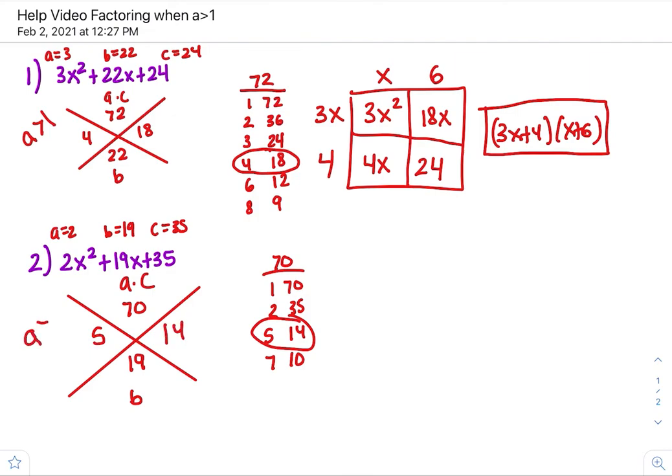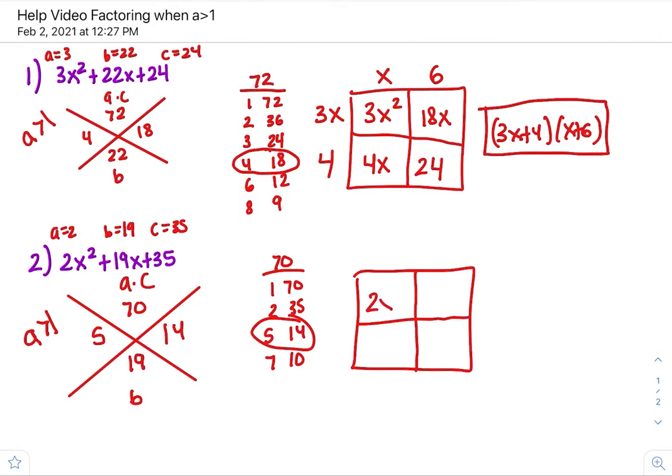Now again, since a is greater than 1, you know you have to do the X-box method. So let's write our box. Top left-hand corner is the first term, which is 2x to the second. Bottom right is our last term, which is 35. And we fill in these with the two numbers we found, which are 5 and 14. Again, it does not matter where you put them, and remember to add an x variable, because these are going to add up to the middle term. 14x plus 5x is 19x.